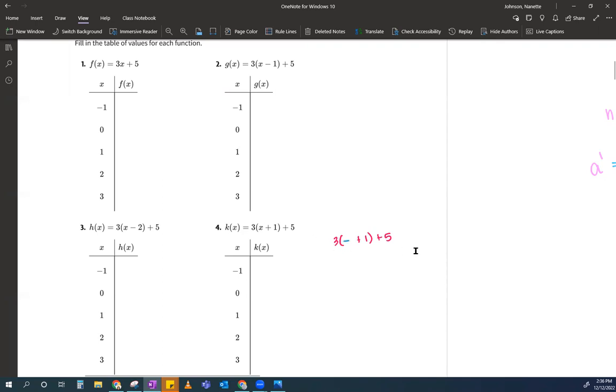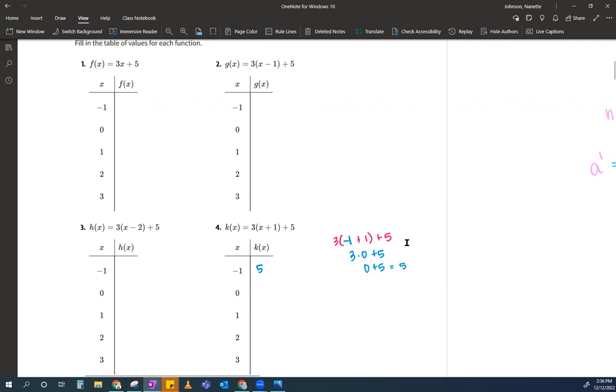And then I'm just going to simplify. So -1 plus 1, that's 0. So that's 3 times 0 plus 5. And I'm doing every single step so you can see everything. 3 times 0 is 0, plus 5 is 5. So basically, when X is -1, Y is 5. Or using the coordinates -1, 5, that's my X and that's my Y.